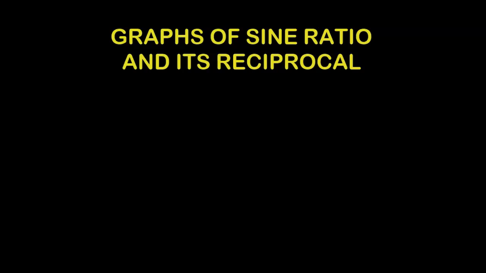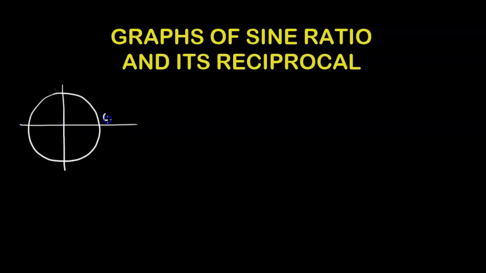Hey guys, in this lesson we will understand how to make the graphs of sine ratio and its reciprocal, as well as write the properties of sine graphs and its reciprocal. To make the sine ratio graph, we would take the entire circle, that is from 0 to 2 pi. The only values we would be using are 0, pi over 2, pi, 3 pi over 2, and 2 pi. So altogether, 1, 2, 3, 4, 5 points.